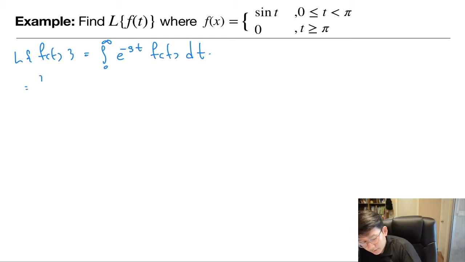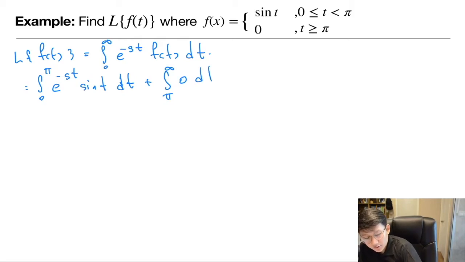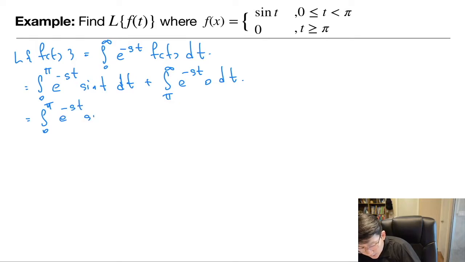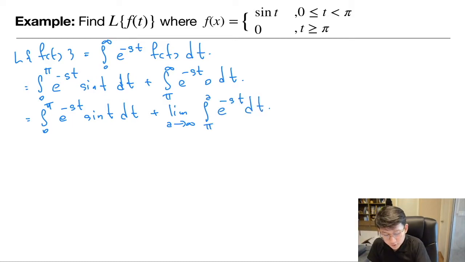And after that, it's the integral from 0 to pi of e to the minus st, f(t) is sine t, dt, plus the integral from pi to infinity of e to the minus st times 0 dt. Okay? And guys, it's actually the integral from 0 to pi of e to the minus st sine t dt plus the limit as a approaches infinity of the integral from pi to a of e to the minus st times 0 dt.